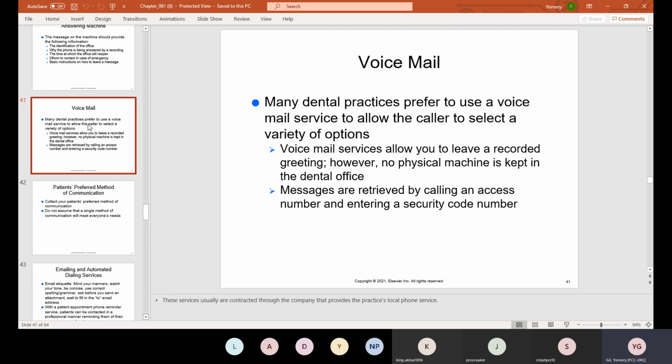So voicemail. Many dental practices prefer to use a voicemail service to allow the caller to select a variety of options. Voicemail services allow you to leave a recorded greeting. However, no physical machine is kept in the dental office. So this is just like the voicemail on your cell phone. Somebody calls, if you don't answer, it just goes directly to voicemail. The person leaves a message and you return the call. Messages are retrieved by calling an access number and entering a security code.